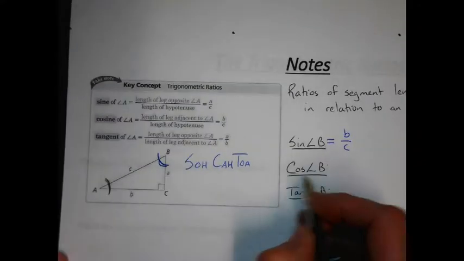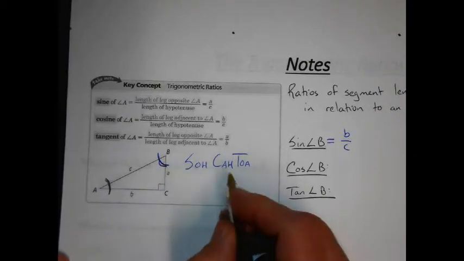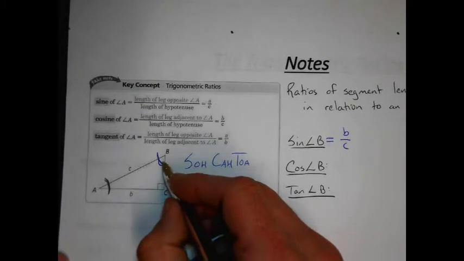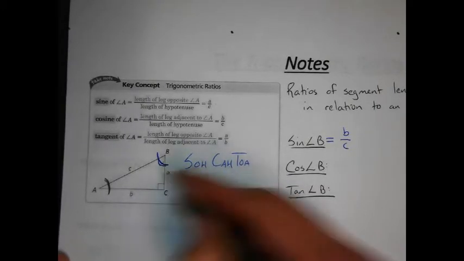What about the cosine of angle B? Again, we're changing our perspective. We're looking at this angle now, and cosine is the adjacent over the hypotenuse. Adjacent means touching. That's leg A. So the cosine of angle B will be A over C.